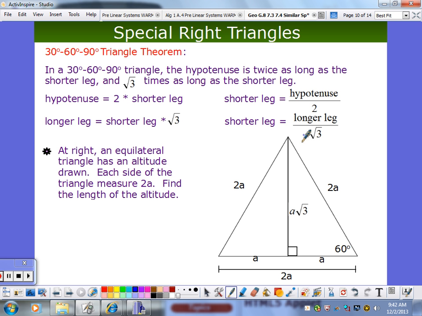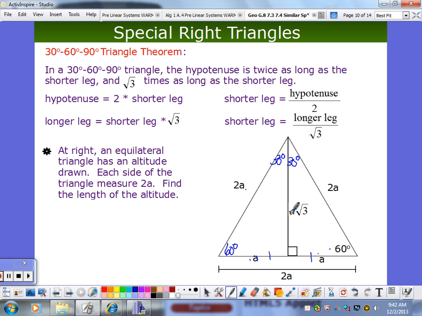So I made an equilateral triangle. Each side is 2a. And I dropped an altitude. Each side of the triangle measures 2a. So this is 60. This is 60. We've proved before that in an equilateral or even an isosceles triangle, this altitude is a bisector as well as up here. So these are 30 degrees. And so each side here is going to be a. So the side opposite the 30 is half of the hypotenuse.